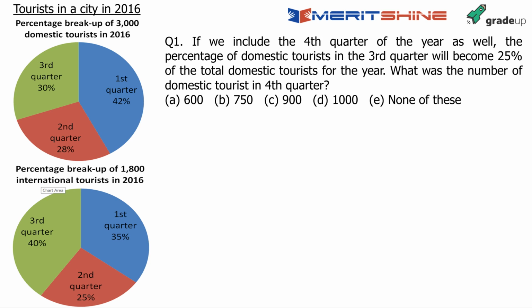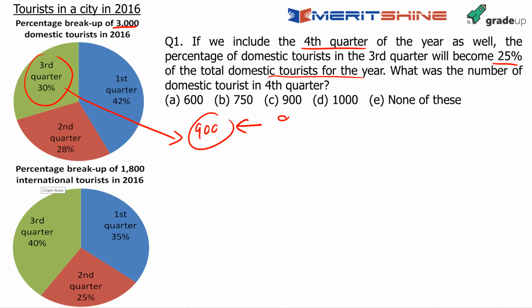Okay, 600. Many people are saying 600. एक बार question पढ़ लेते हैं. You have already understood the data. If we include the fourth quarter, the percentage of domestic tourists in the third quarter will become 25% of the total domestic tourists for the year. This is a very simple question. If you look at the current data, out of 3,000 tourists, how many have come in the third quarter? Third quarter is this 30%. So 30% of 3,000, this is how much? 900. Very simple. Now, if we include the fourth quarter, it becomes 25%.